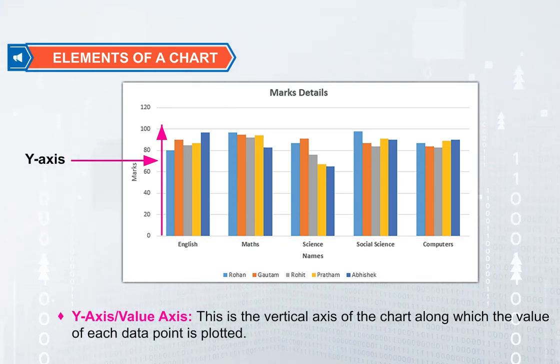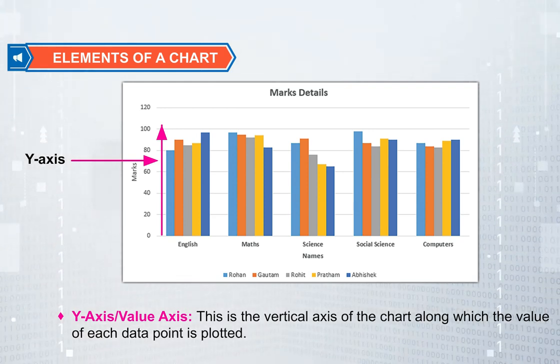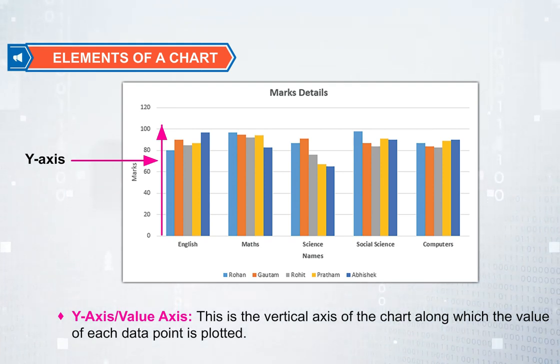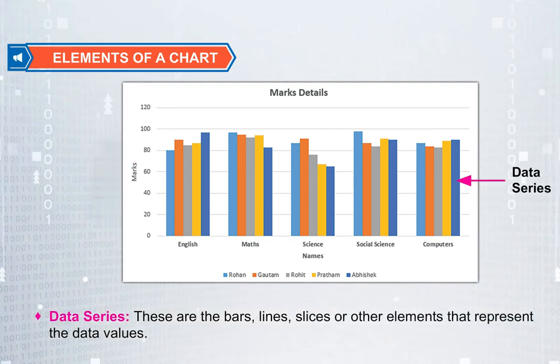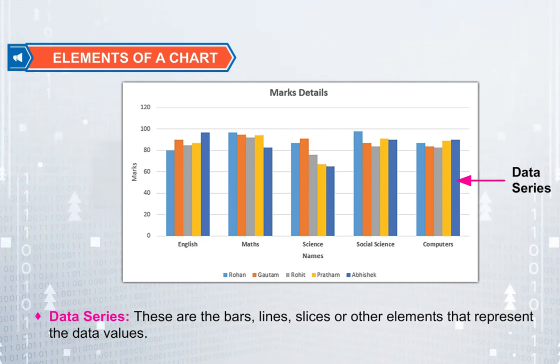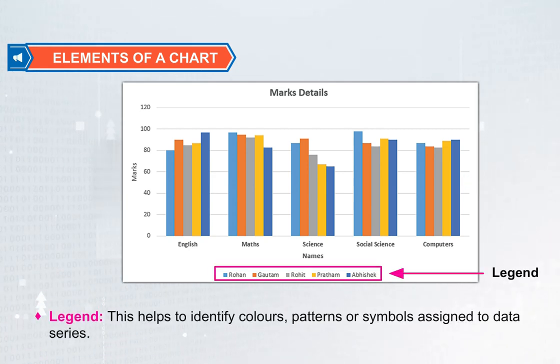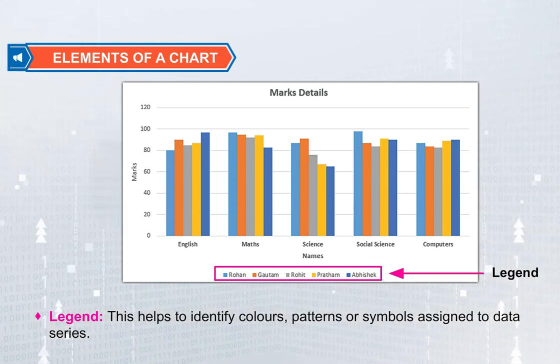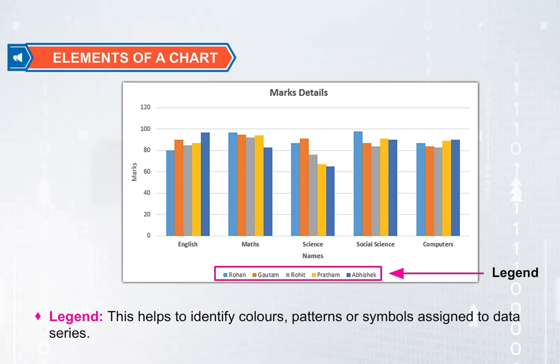Y-axis or value axis. This is the vertical axis of the chart along with the value of each data point is plotted. Data series. These are the bars, lines, slices or other elements that represent the data values. Legend. This helps to identify colors, patterns or symbols assigned to data series.